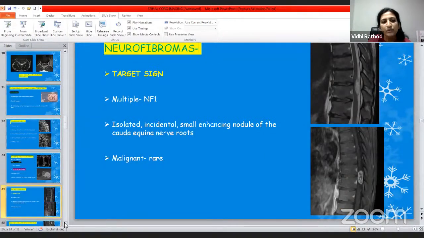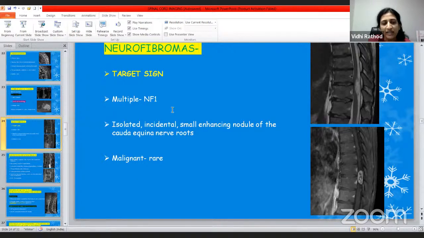Neurofibromas. Neurofibromas have a characteristic target sign. Target sign is a lesion which is hypointense centrally and hyperintense peripherally. Multiple neurofibromas are seen in NF1. If you see an isolated, incidental, small enhancing nodule of the cauda equina nerve roots, it is classically a neurofibroma, and malignant neurofibromas are rare.